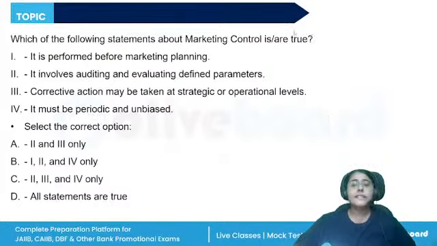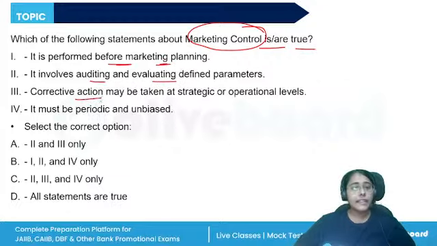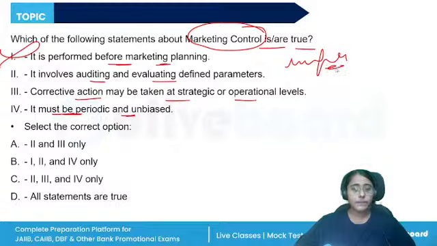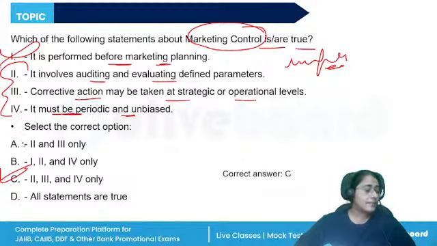Which of the following statements about marketing control is or are true? It is performed before marketing planning. It involves auditing and evaluating. Corrective action may be taken at strategic or operational level. It must be periodic and unbiased. So it is not performed after planning, it is performed after market implementation. All right, so the correct answer should be C, 2, 3, and 4. Rest all the statements are correct.